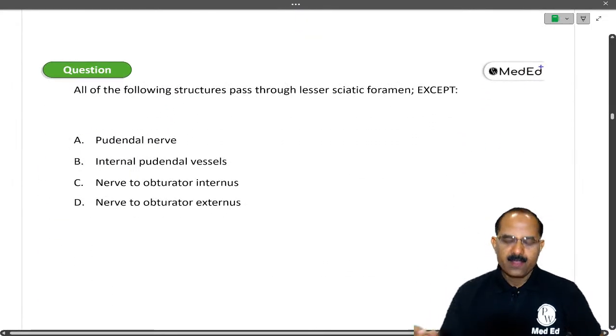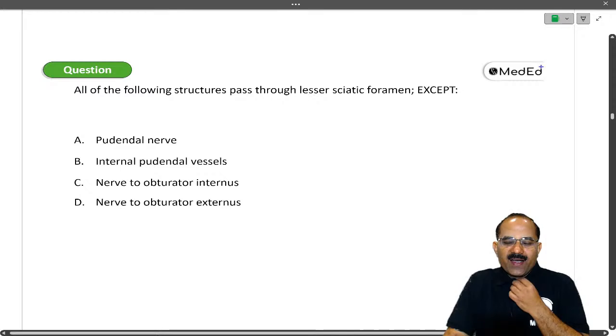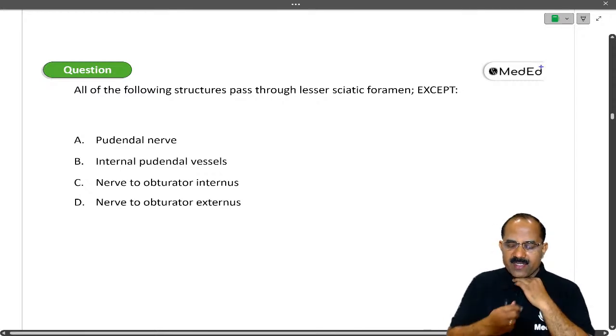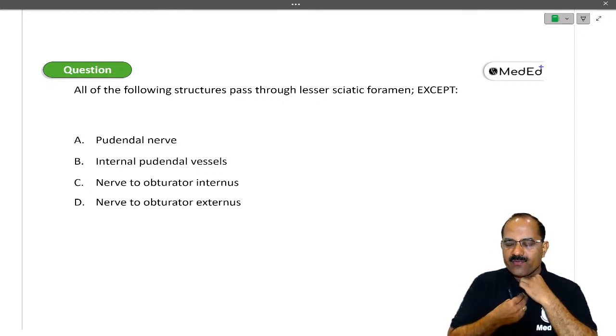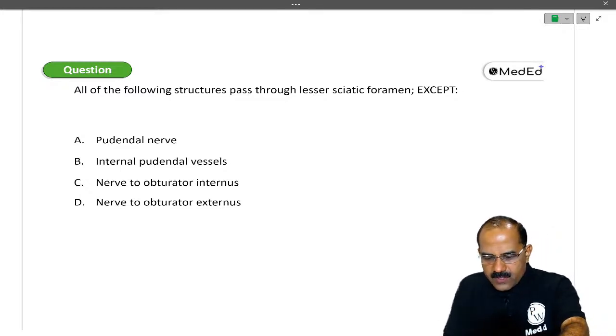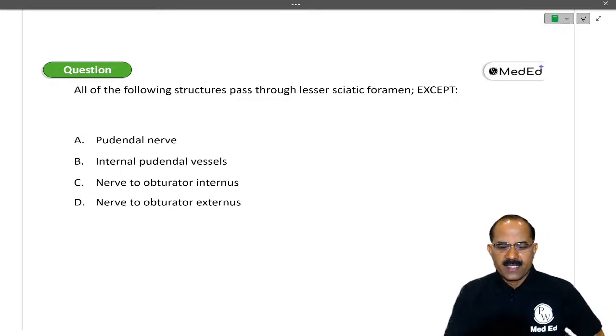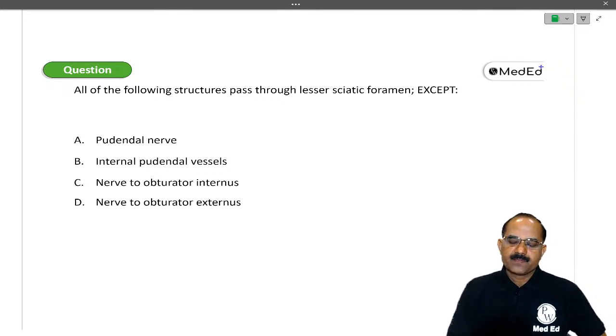ओके, चलो बच्चों, आंसर दिस. All the following structures pass through the lesser sciatic foramen except. All the structures pass through the lesser sciatic foramen except. Any guesses?